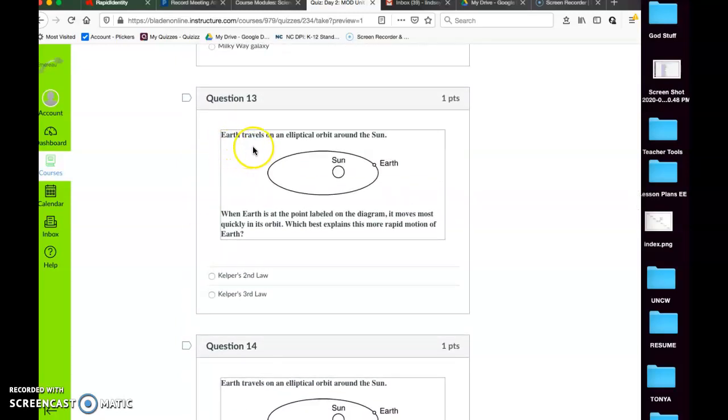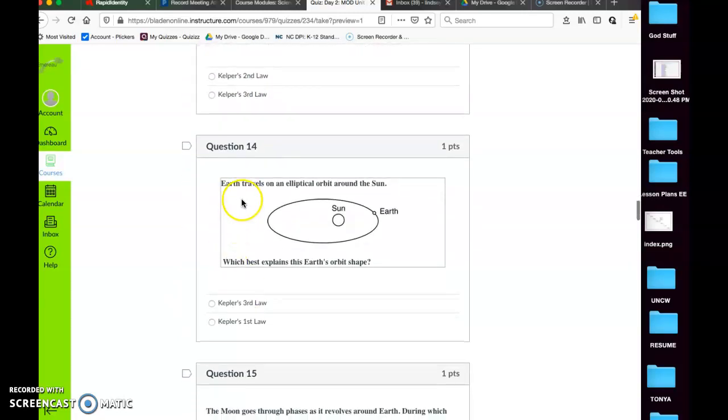Earth travels in an elliptical orbit around the Sun. When Earth is at the point labeled on the diagram, it moves most quickly in its orbit. Which best explains the more rapid movement of the Earth? Is it Kepler's first law, Kepler's second law, or Kepler's third law?